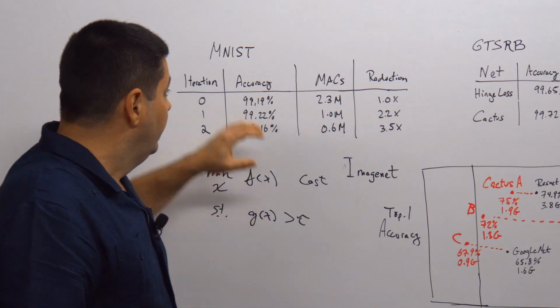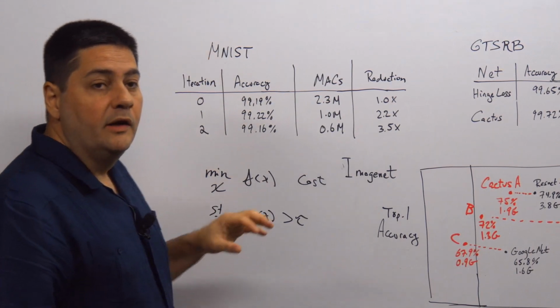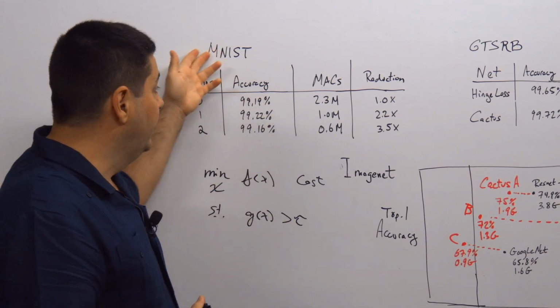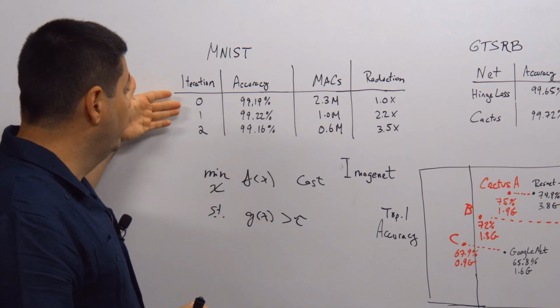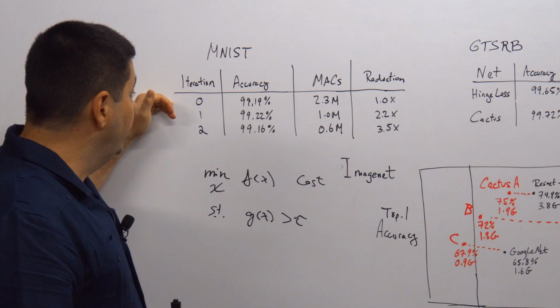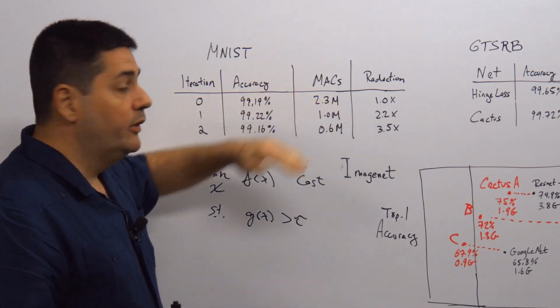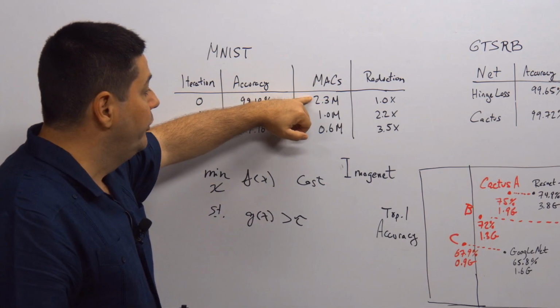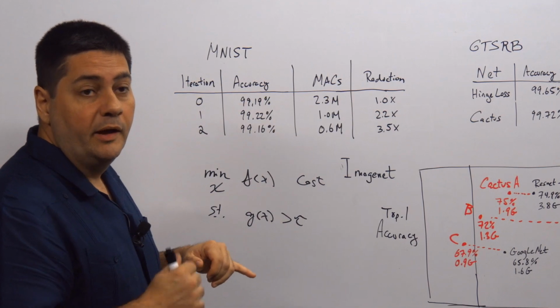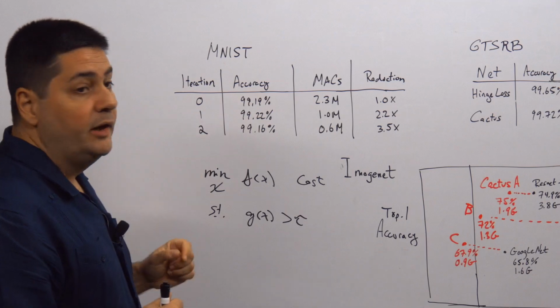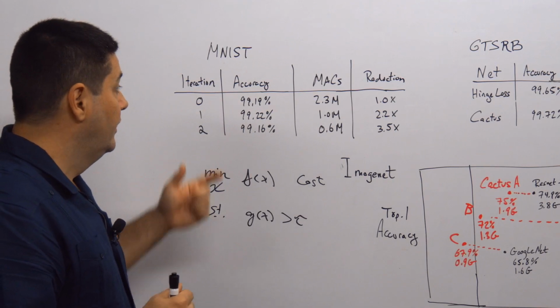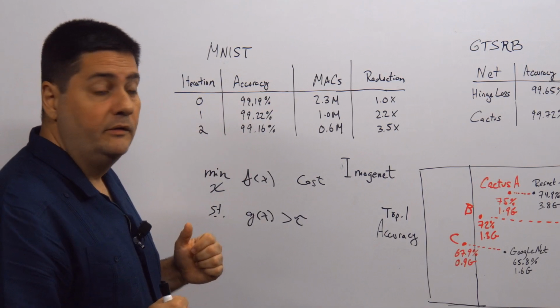First, we talk about the handwritten recognition benchmark, MNIST, where we apply this methodology over several iterations. At the first iteration, we have the original network that consumes 2.3 million multiply accumulates in the convolutional layers to achieve a result of 99.19% accuracy of recognition of these handwritten digits.